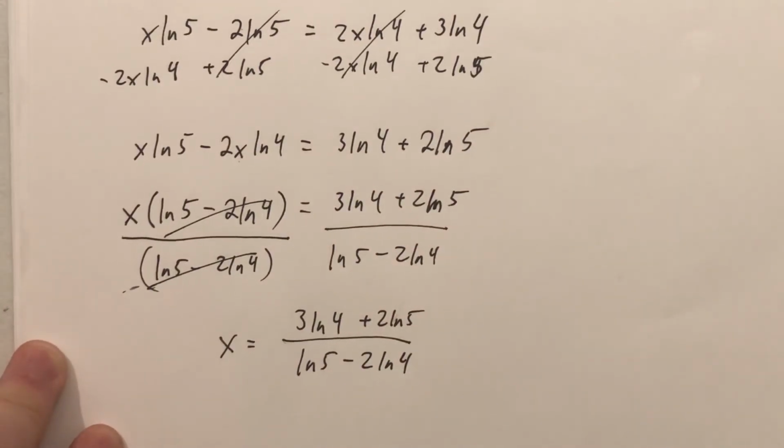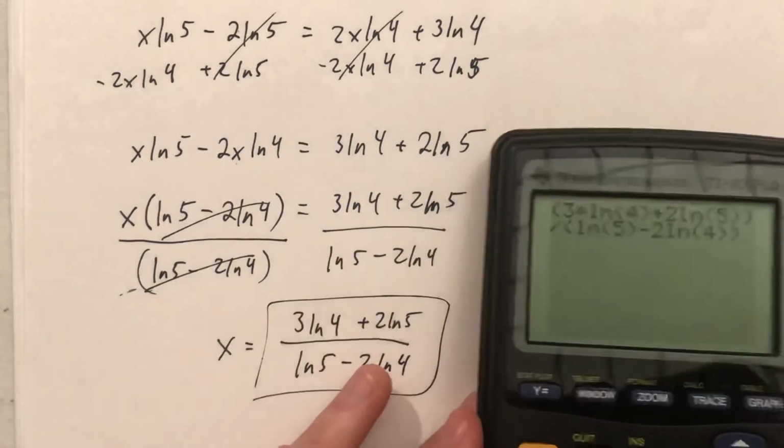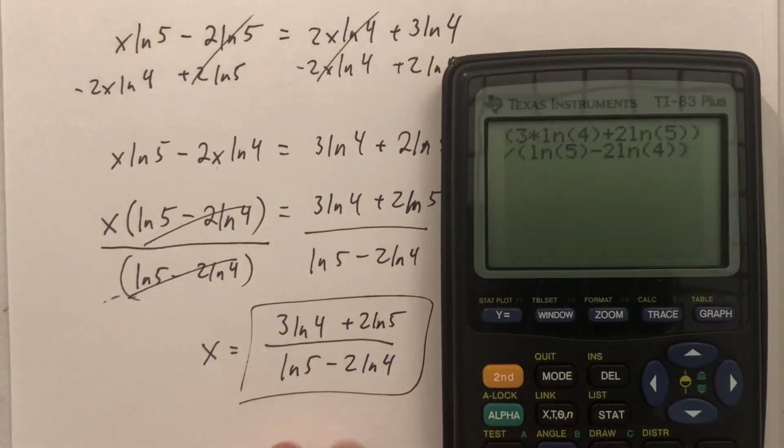And as far as an exact answer is concerned, that's it. There's no simplifying there to get that any simpler. Now, we could, if we wanted to, type that whole thing into our calculator. 3 ln of 4 plus 2 ln of 5 divided by ln of 5 minus 2 ln of 4. And I'll show you what this looks like here. So type it all in one line, one step.